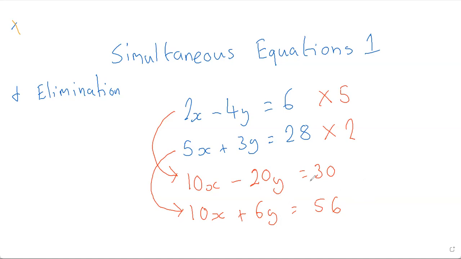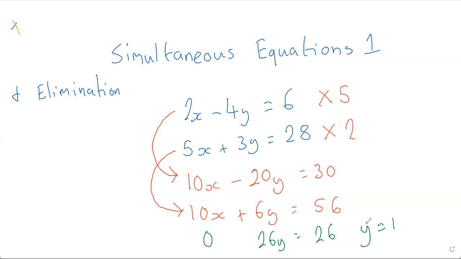Now then, this time, just to make things easier, we will do this one here, so the second equation, subtract the first one. I'll change color for this to make it easier. So this 10x minus this 10x gives us 0. Now 6y minus 20. Because we are subtracting this from this, we've got two minuses. So 6 minus 20 is the same as 6 plus 20, which leaves us with 26y. And 56 minus 30 is 26. So 26y equals 26, therefore y equals 1.